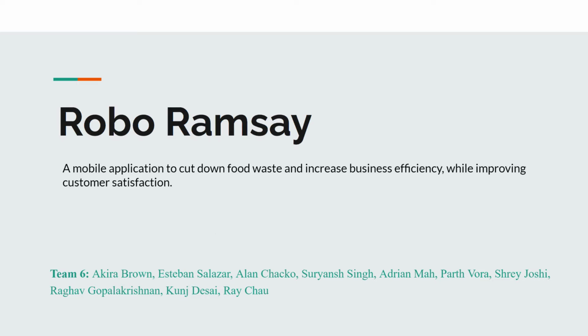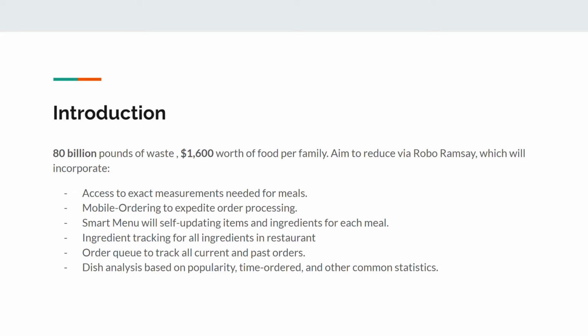Hello, today we'll be discussing RoboRamsey, a mobile application which aims to cut down food waste and increase business efficiency while improving customer satisfaction. The reason why we chose this application is because in any given year there is about 80 billion pounds of food waste, resulting in about $1,600 worth of food waste per family.